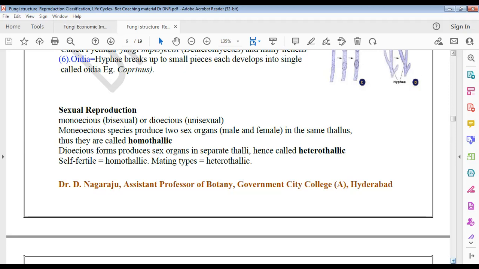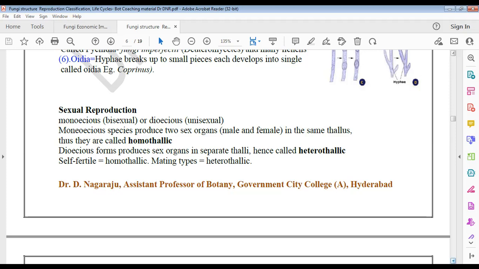Sir, could you give an example for this dioecious? Dioecious examples, especially some of the strains of Mucor.